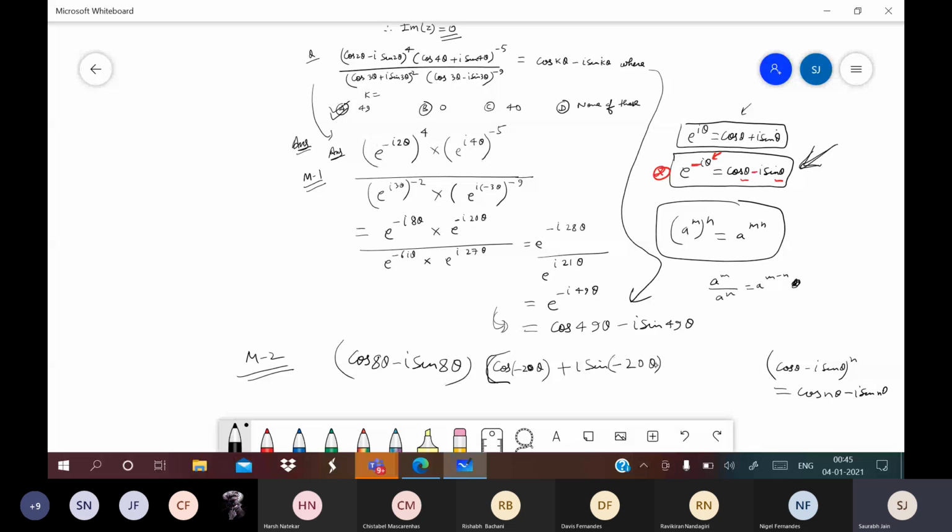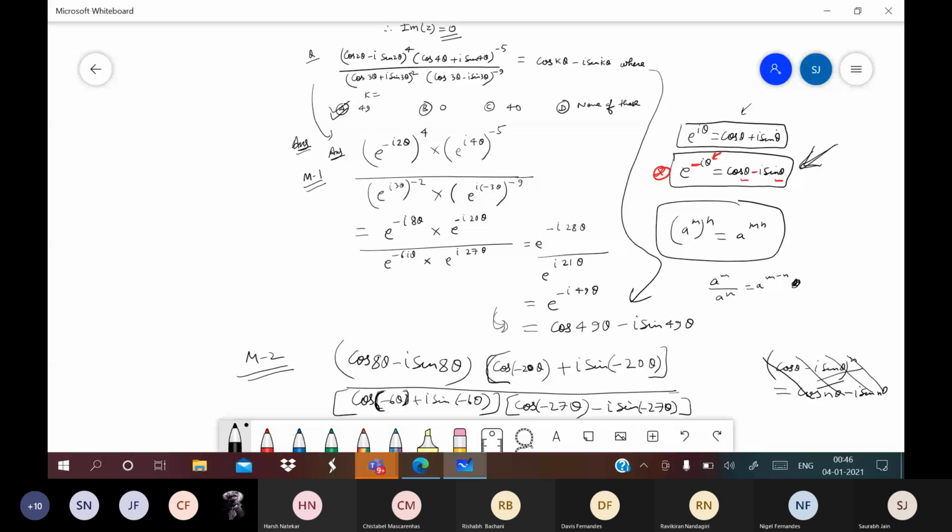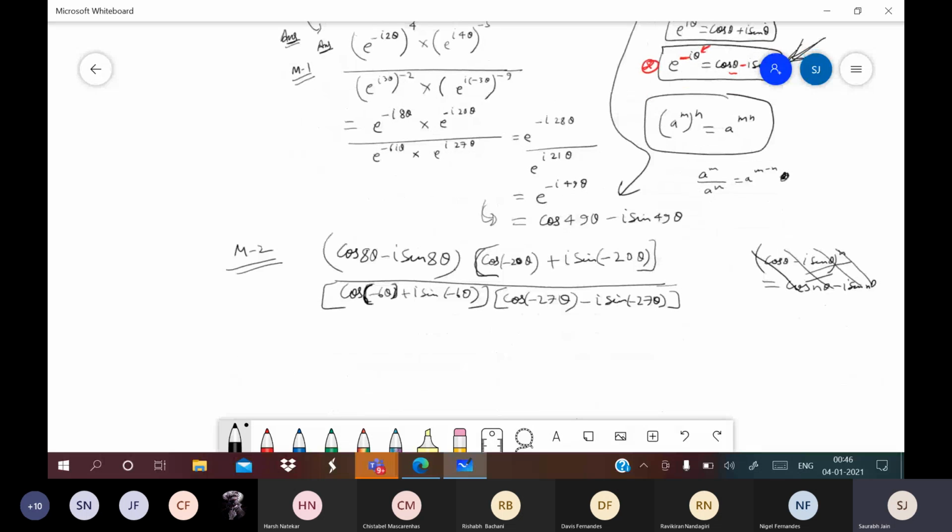I told you that whenever the power is an integer, it will be multiplied with the angles. Just remember this. Then similarly in the denominator, minus 2 will be multiplied with 3 theta. So cos of minus 6 theta plus iota sine of minus 6 theta. Then finally in the last one, the power is minus 9. So cos of minus 27 theta minus iota sine of minus 27 theta. Okay.